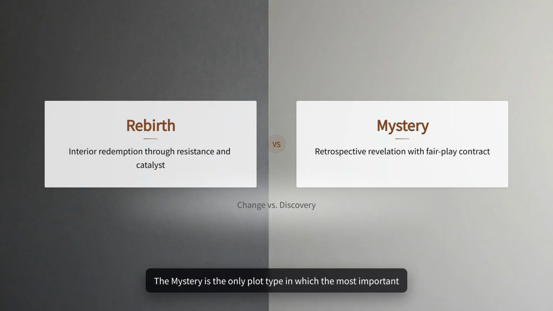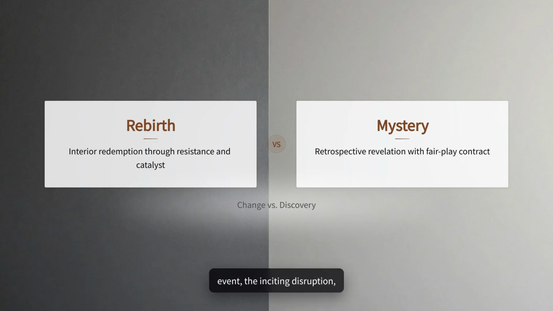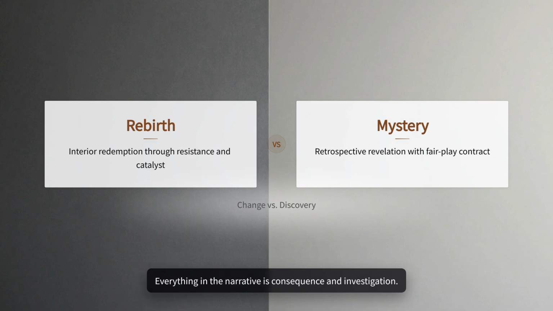The mystery is the only plot type in which the most important event, the inciting disruption, typically occurs before the story begins. Everything in the narrative is consequence and investigation. This gives the mystery its distinctive retrospective quality. The story is being reconstructed rather than constructed.